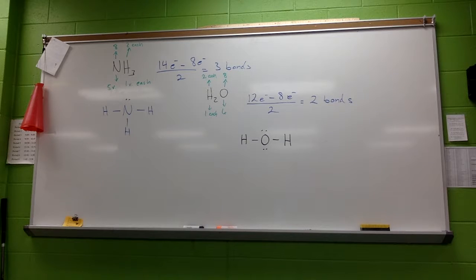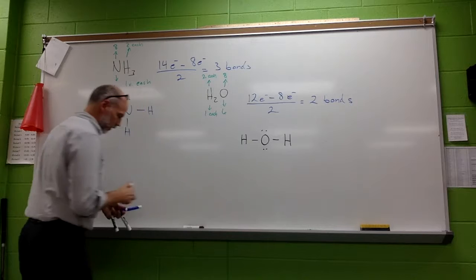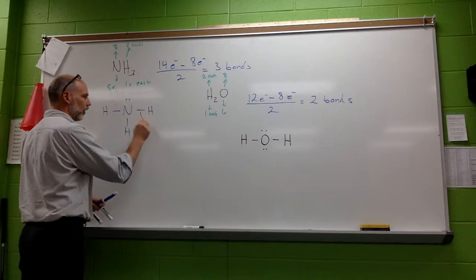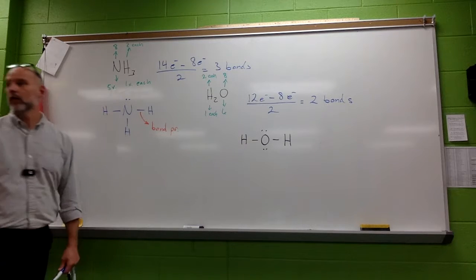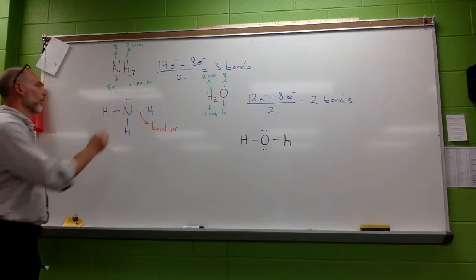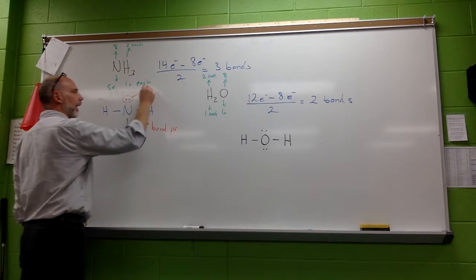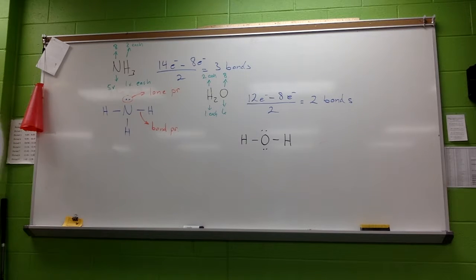Are you noticing that I'm pairing the electrons up? Did I introduce lone pair and bond pair yesterday? Okay. So here we go. This, in general, is called a bond pair of electrons because those 2 electrons are involved in a bond. These electrons are called a lone pair because they're not involved in bonding.